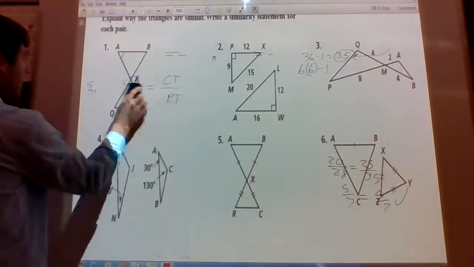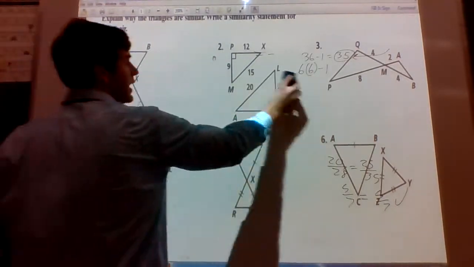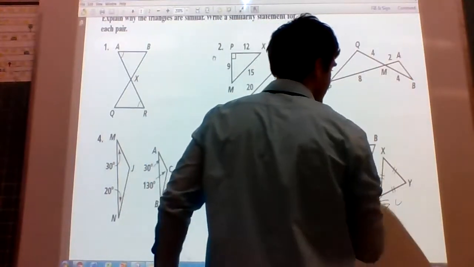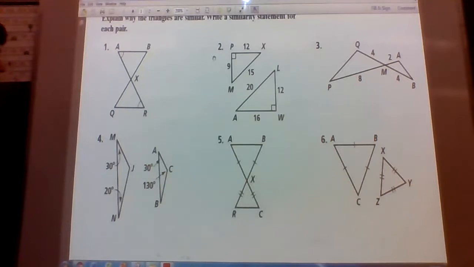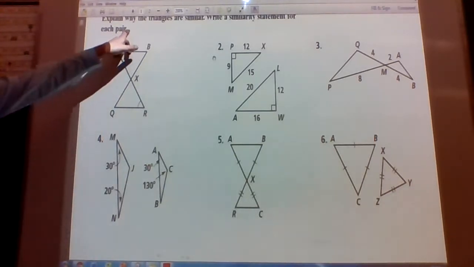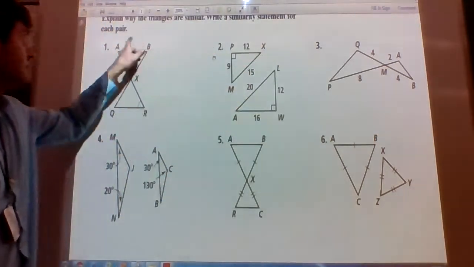Okay, all right, so this is the 7/3 half. This is the half that you have to do for homework. We did the other stuff in class, so if you missed it, you should have it now. This is what was homework. Okay, explain why the triangles are similar. Write a similarity statement for each pair.